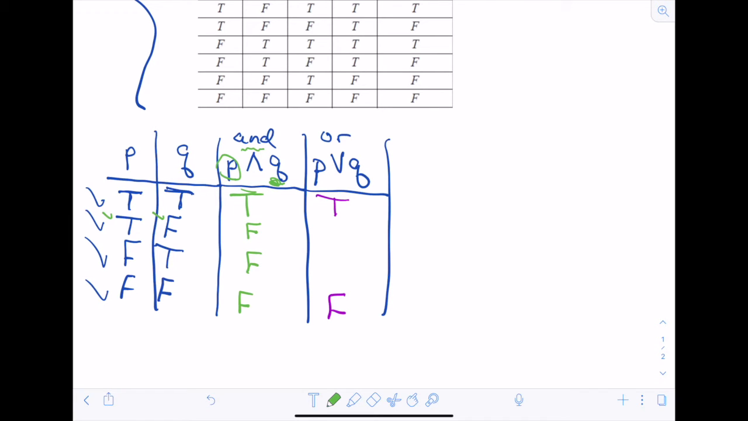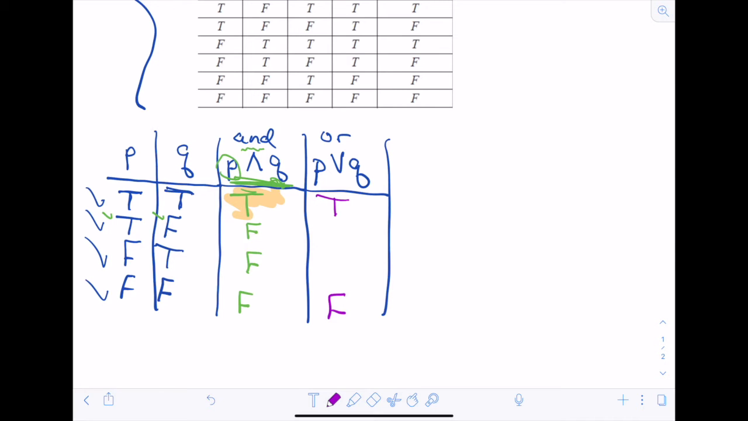So when you're with an and, the big takeaway is the only way you get truth with an and is if both P and Q are true at the same time. So there's only one place where that happens. Maybe highlight where that situation is. Now when you're with an or, it's one or the other. Has to be true for the thing to be true.